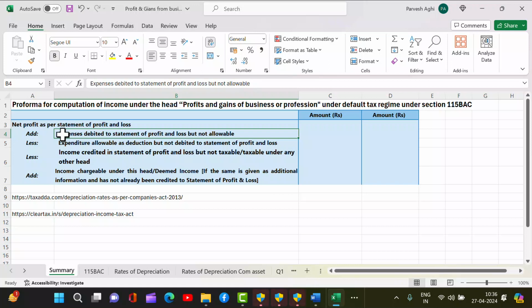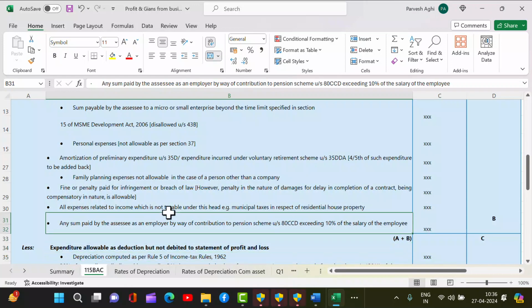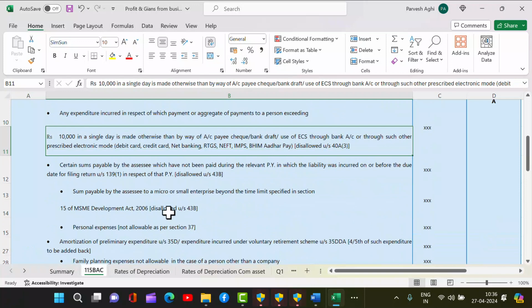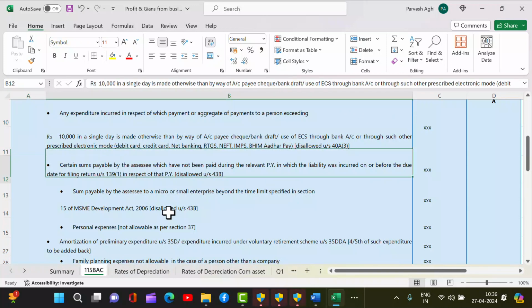Now, Suraksha, you can just chip in. Anything you remember? Payment, if we have not paid the amount to small or medium enterprises, or if we have not paid interest or some expense in the previous year, for example, to the bank for taking a loan, then we have to add that back as well. Payment greater than 10,000 made in cash. Okay, and further, this one.